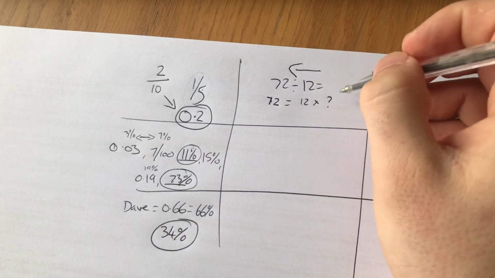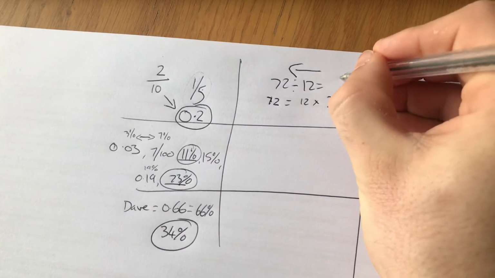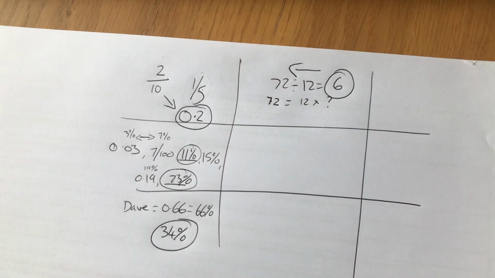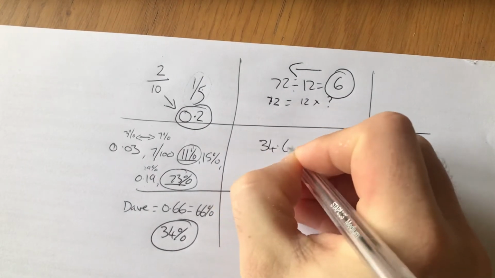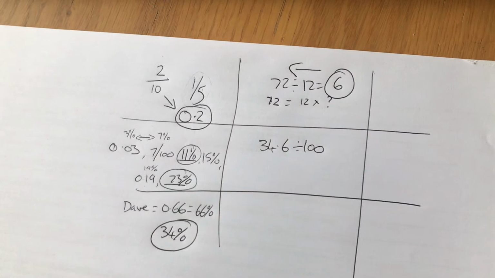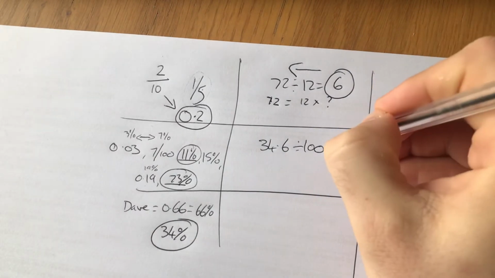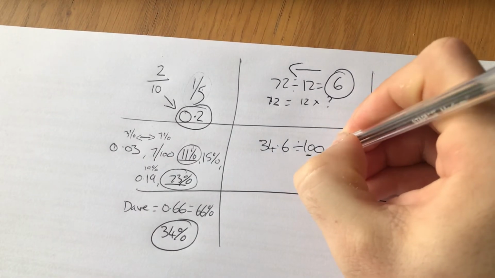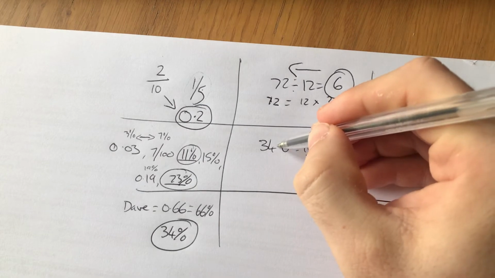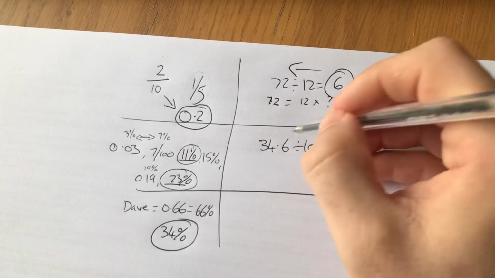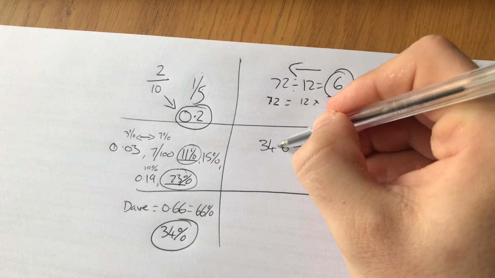Well, 12 times 5 is 60, so it's got to be 6. There you go. 34.6 divided by 100. Well, when we divide by 100, there are 2 zeros. So our decimal, or well, technically our digits move, don't they? But what a lot of us have found easier is just to know that our decimal moves.